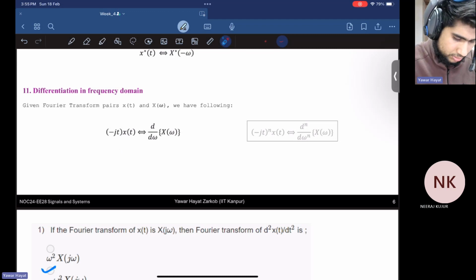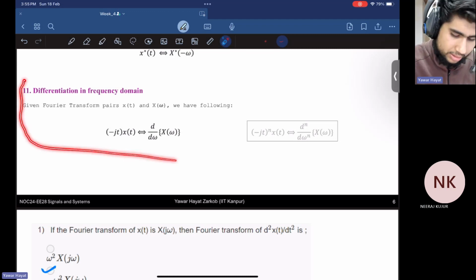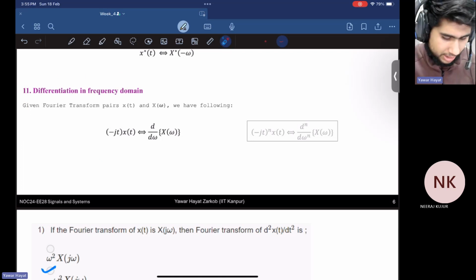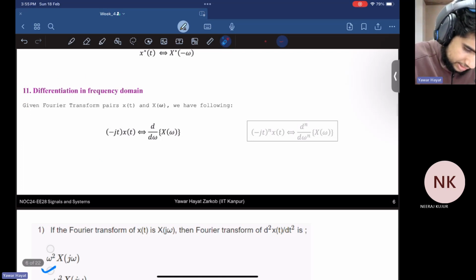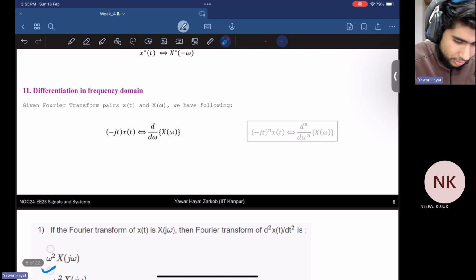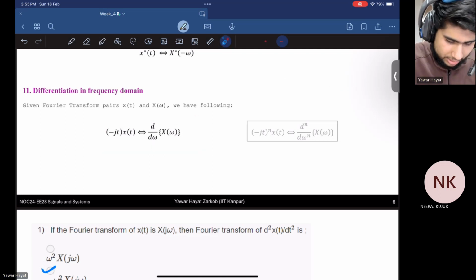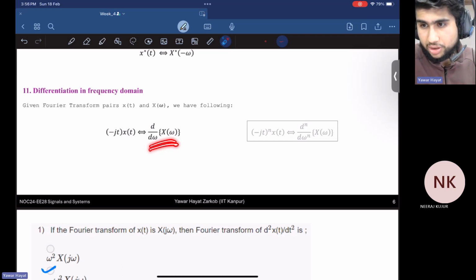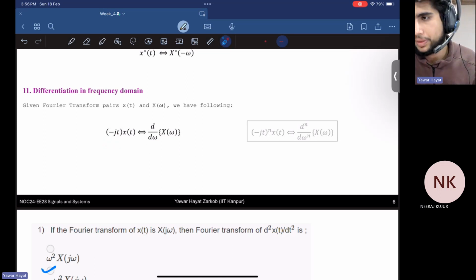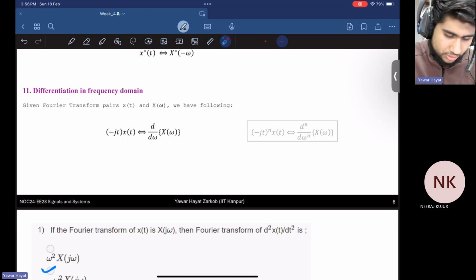What this property states is that you can go into the proof later. I'll just cover the statement part of this property. Given this x of t and its Fourier transform x of omega, the following holds good. If we take a derivative of x of omega in the frequency domain, in the time domain, minus jt gets multiplied. So we'll make use of this property to solve the question.